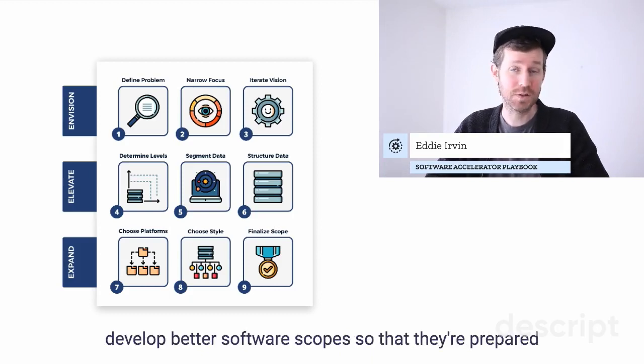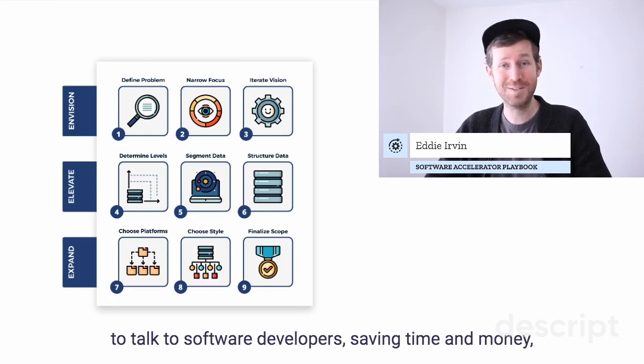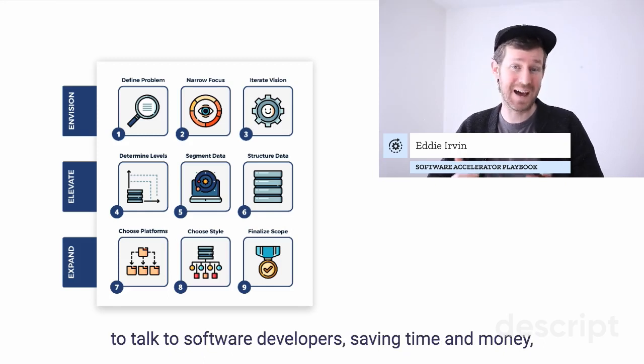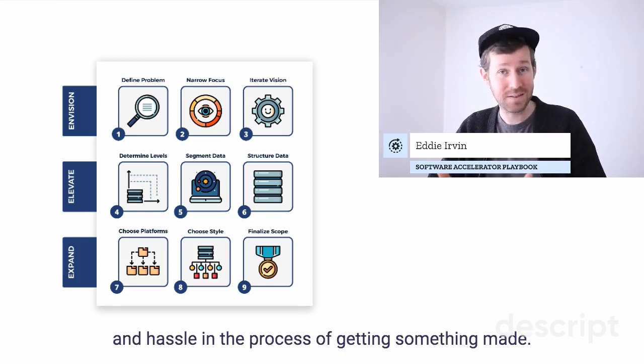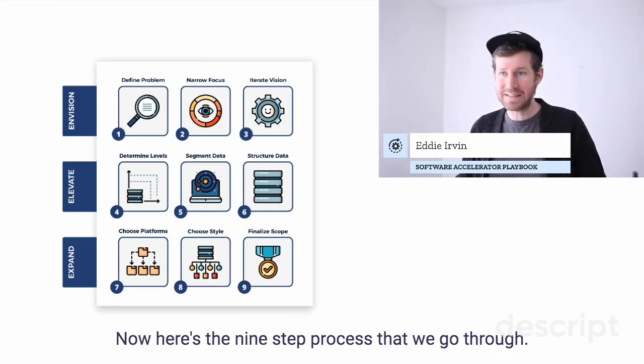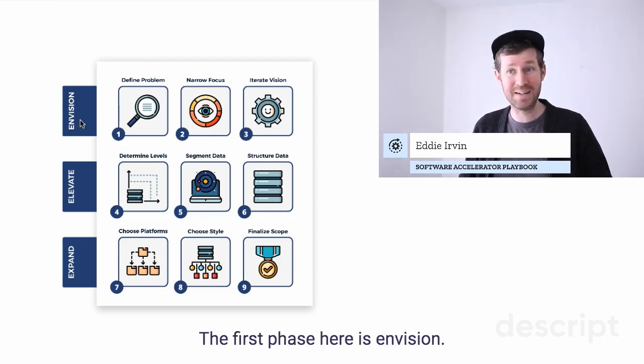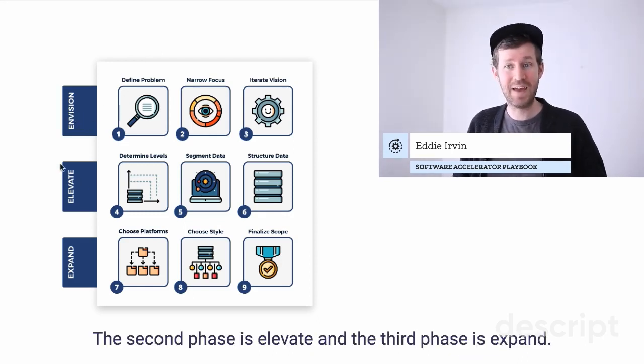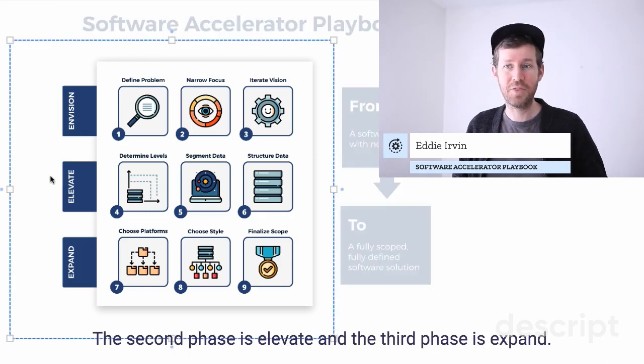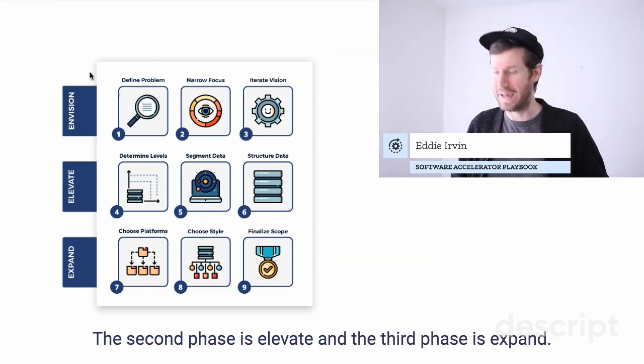I help business owners develop better software scopes so that they're prepared to talk to software developers, saving time and money and hassle in the process of getting something made. Now, here's the 9-step process that we go through. The first phase here is envision. The second phase is elevate. And the third phase is expand.